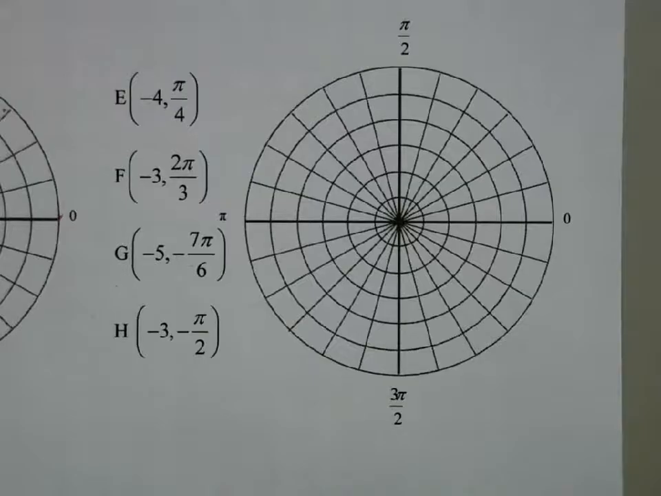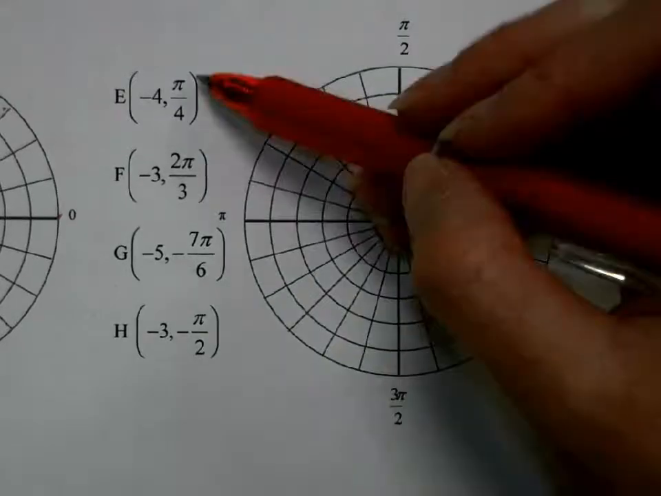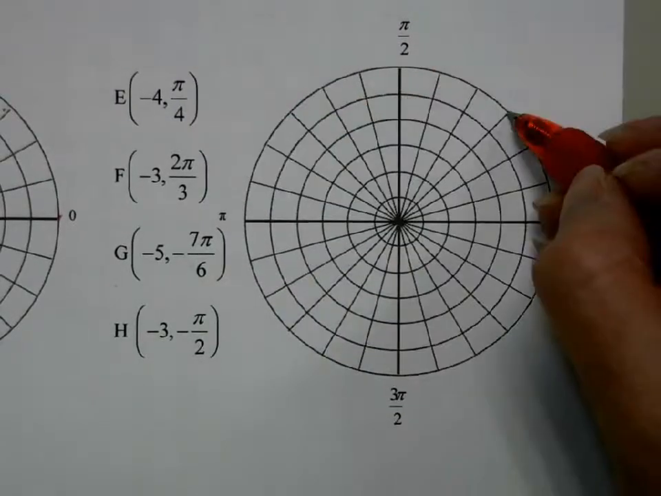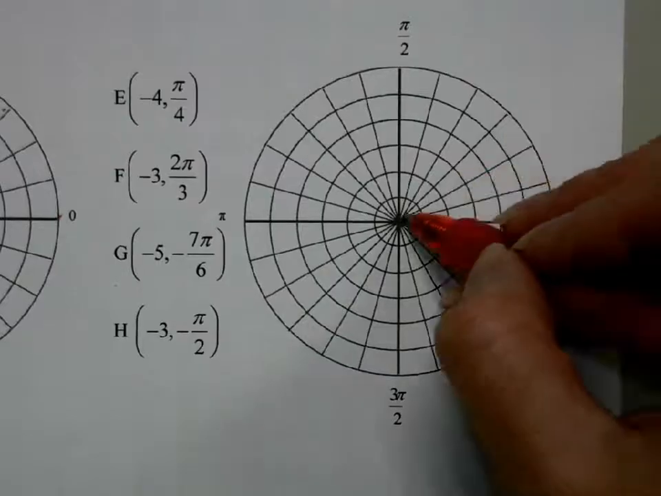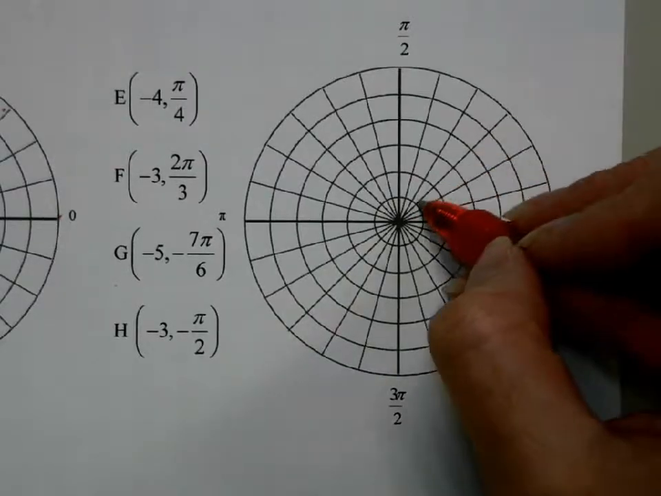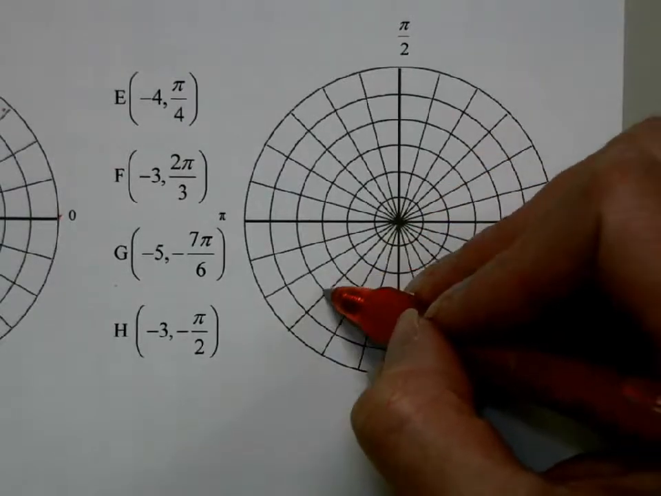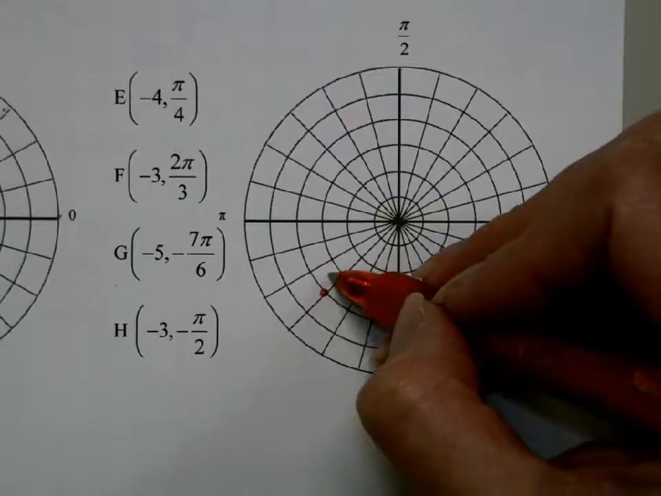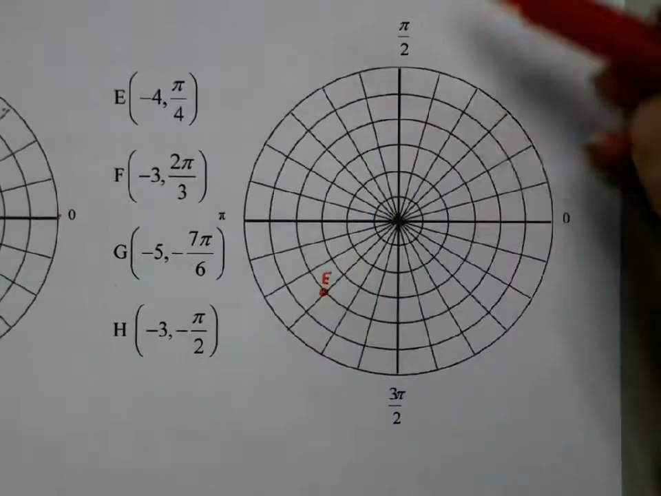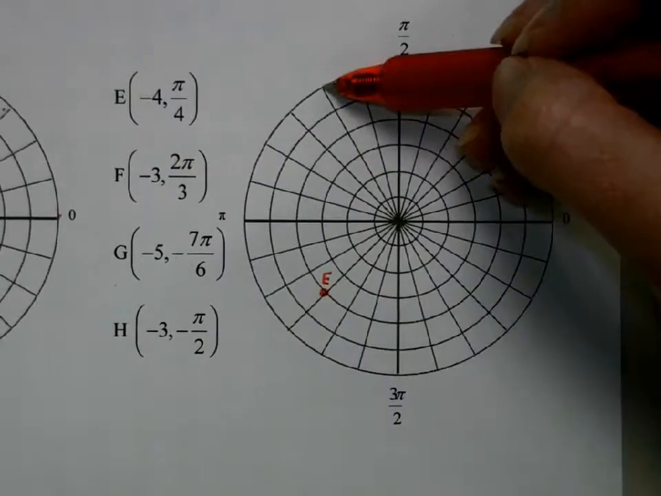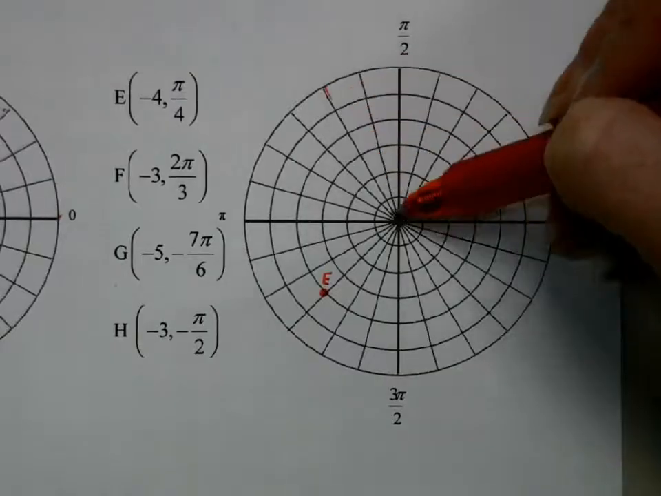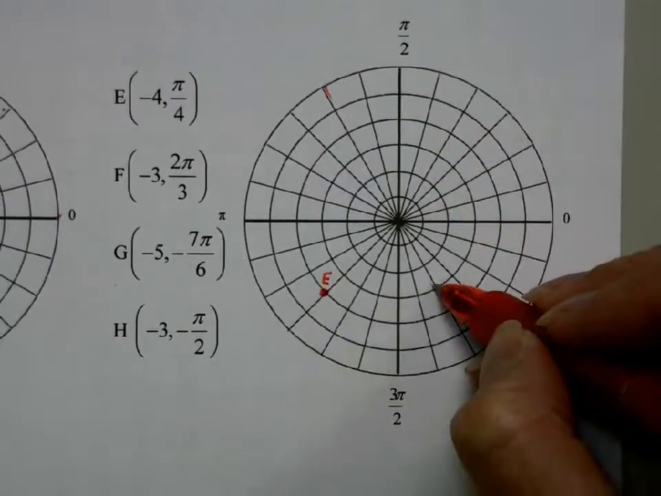When we have a negative r value, we're going to find our angle, so in this case pi over 4, but rather than going in this direction, we're going to go through the pole to the opposite side and go in that direction. So here we're going to find 2 pi over 3, which is up here, and go through the pole to the other side.